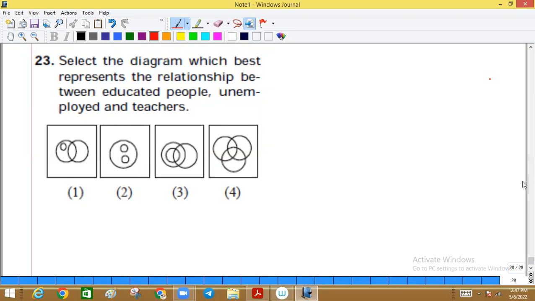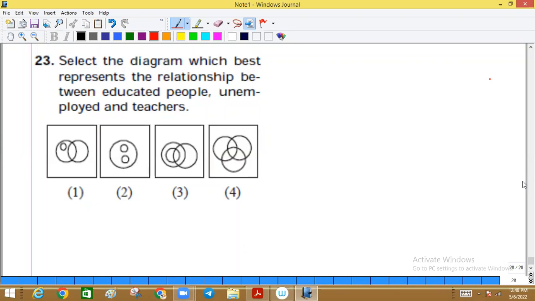Select the diagram which shows the relation between educated people, unemployed, and teachers. What is the relation between educated and unemployed? Some, all, or no? Some educated are unemployed.